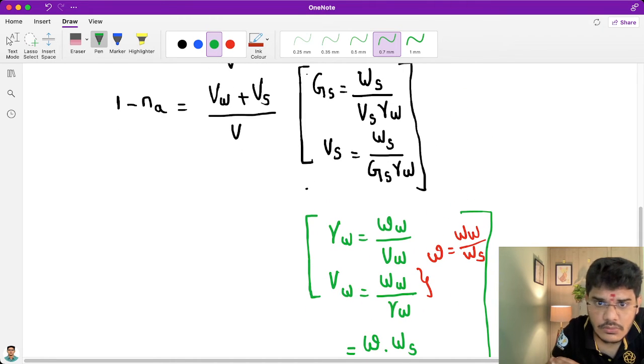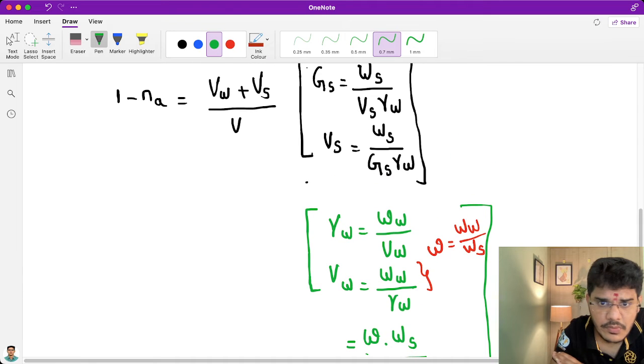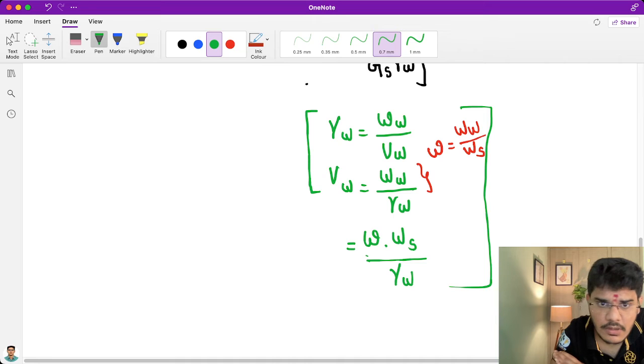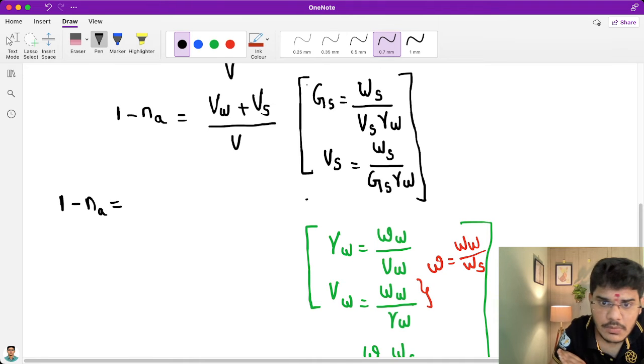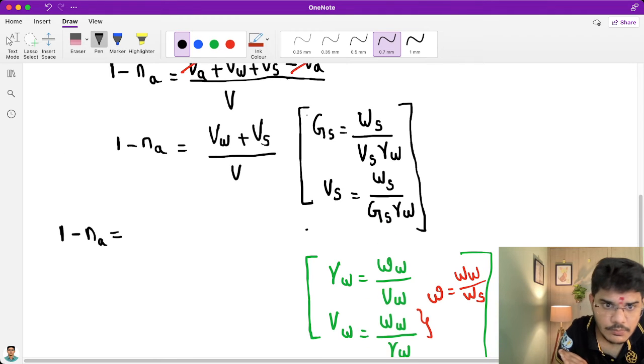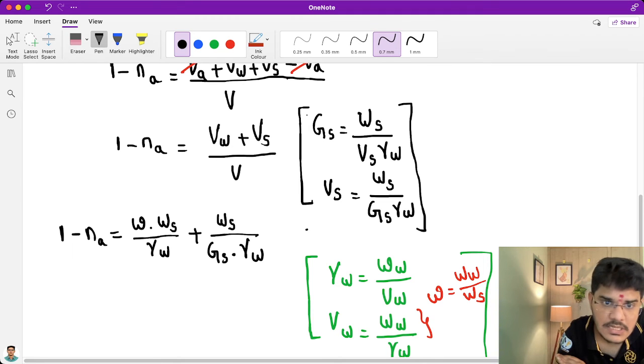So finally my intention is to write volume of solids in terms of specific gravity, weight of solids and gamma w. In the same way, volume of water in terms of water content, weight of solids and gamma w. These two I'll be keeping here. Then 1 minus n_a is equal to, in place of volume of water we can write water content into Ws divided by gamma w, plus in place of volume of solids we can write Ws by Gs into gamma w, whole divided by total volume.